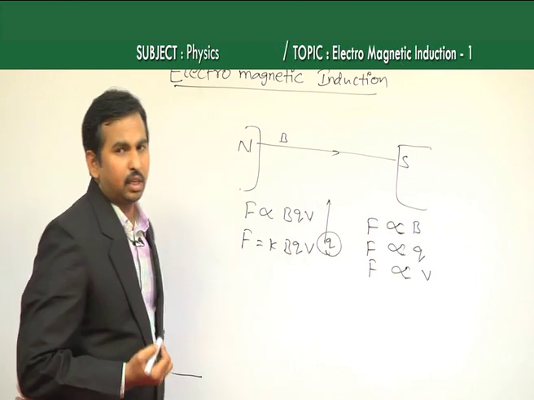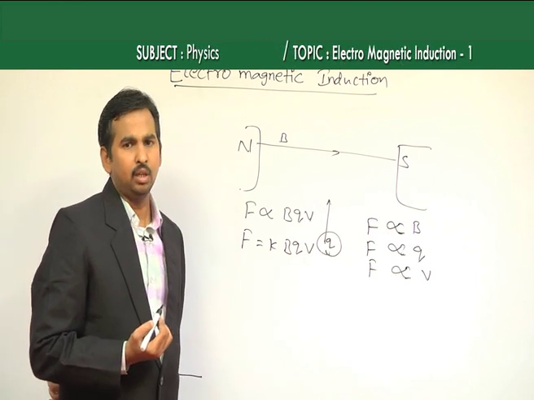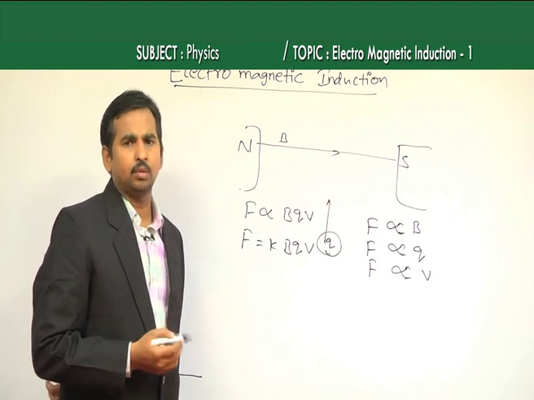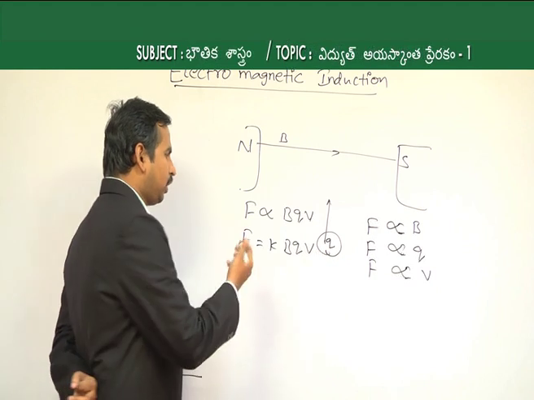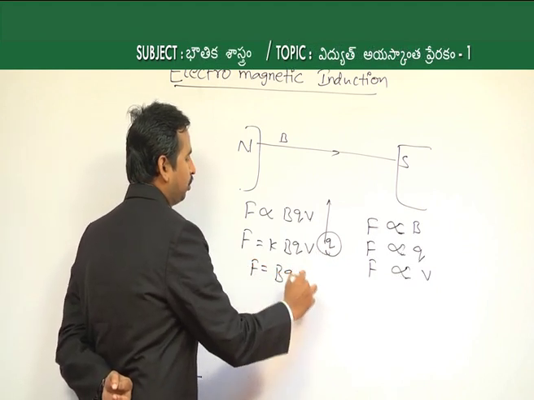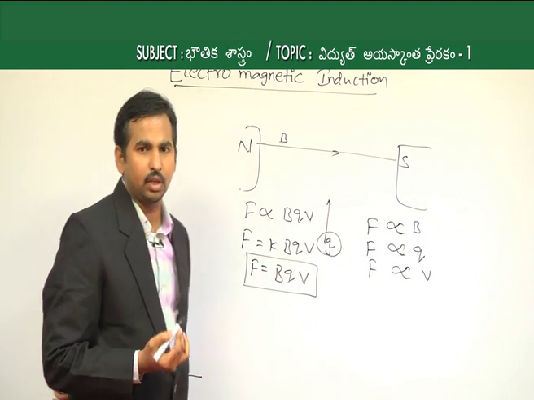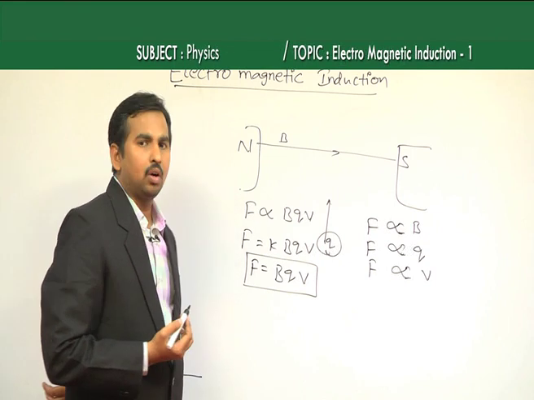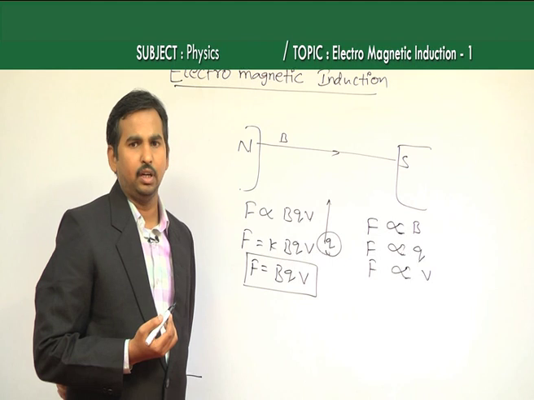This is the case where the charge is coming perpendicular to the magnetic field, perpendicular to the plane of the magnetic field. If you take that constant as 1, then finally we get the formula F is equal to B Q V. This is the force acting on any moving charge once it enters the magnetic field.